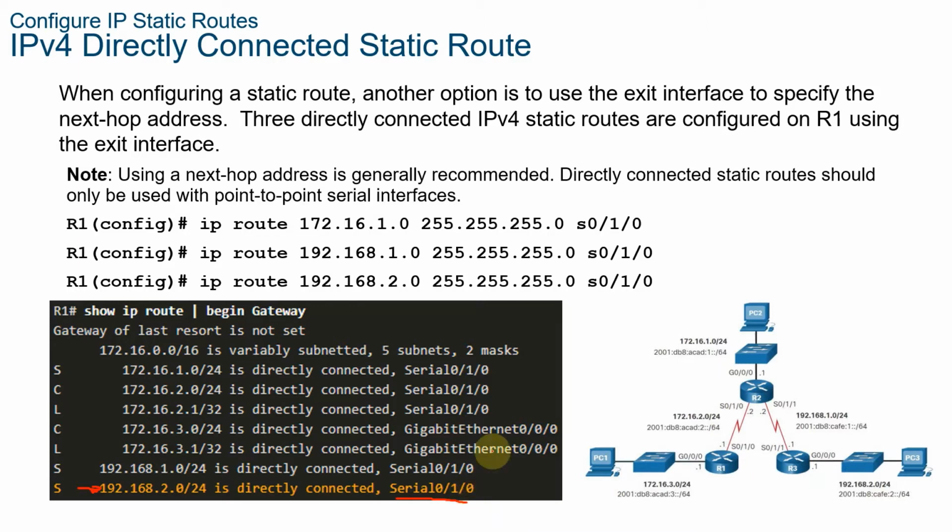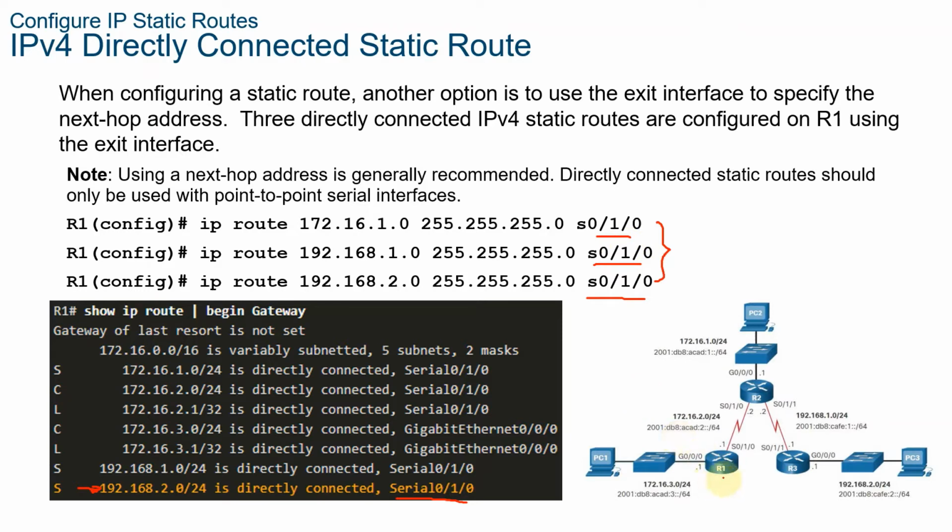All right, now let us evaluate this. This is the same configuration that we made using the next hop IP address. The only difference is that with this one, we use the exit interface. So how are we going to use this? Where is the exit interface?